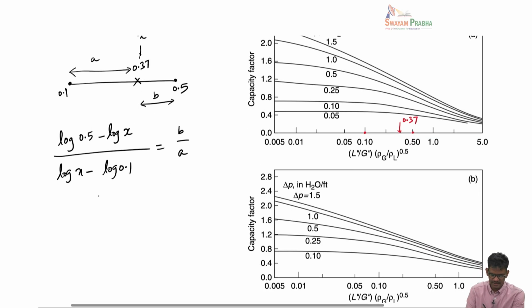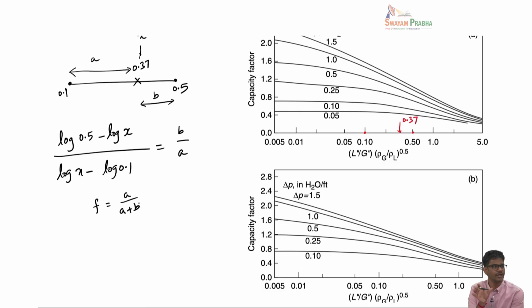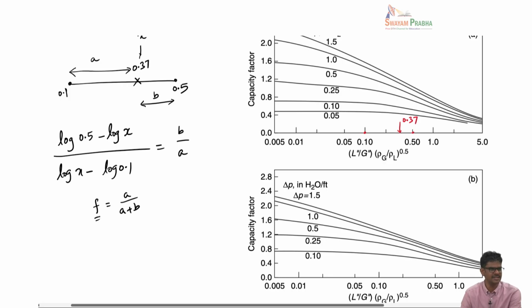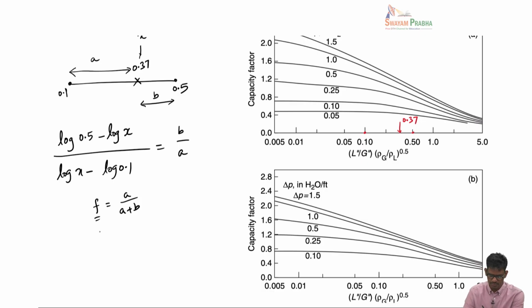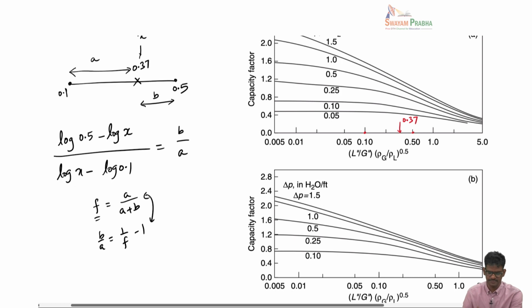Now I can also define a fractional distance, so this is a total distance a plus b, but I can define something called the fractional distance f as a by a plus b. So F tells me, if the total distance between 0.1 to 0.5 is 1 unit, what fraction this point x would be along this line. This is basically a fractional distance from the starting point. So from here I can show B by A will be nothing but 1 by F minus 1. So these can be easily shown.